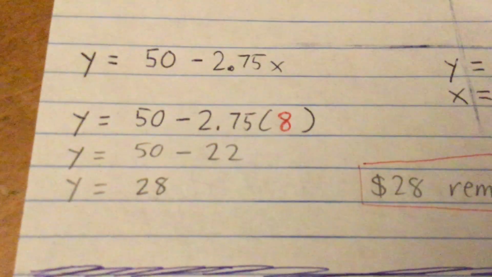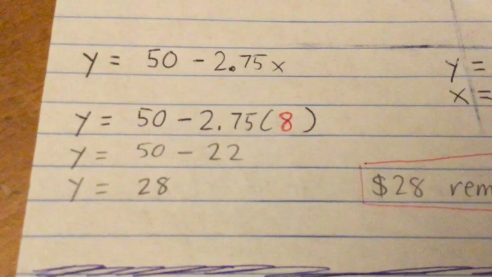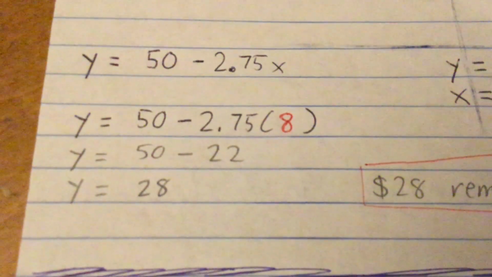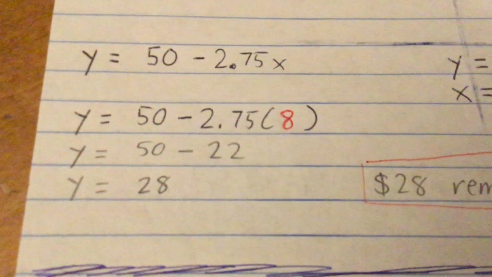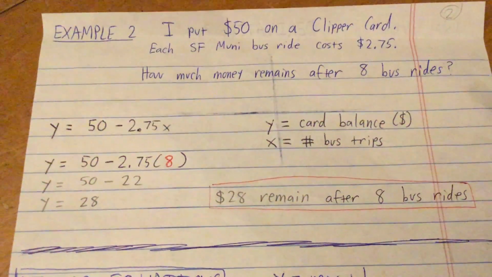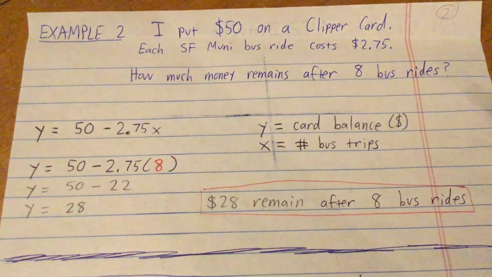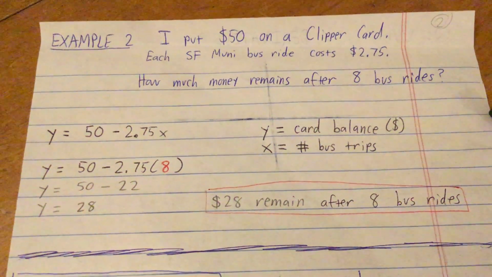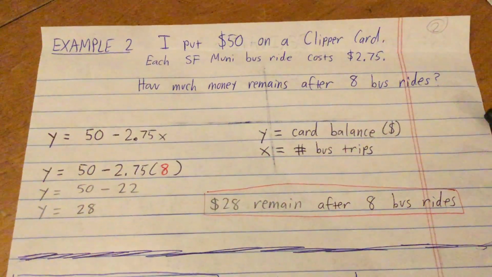So let's say $2.75 times 8, I lose $22 on my gift card. So that means that I would have $28 remaining after 8 bus rides. And the reason I said 8 bus rides is because I was thinking about my college life, where I took the bus four times a week, 4 times to college, 4 times back home.